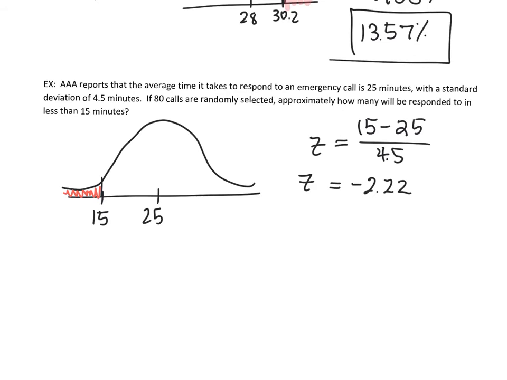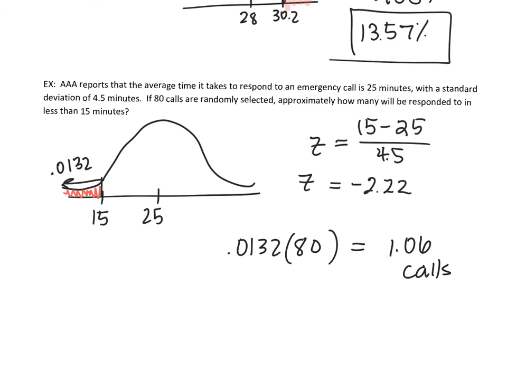and we have 0.0132. But this is the percent of calls that are answered in less than 15 minutes. And what we're trying to find is how many calls out of 80 will be responded to in less than 15 minutes. So we take our number of calls, we take our percentage, 0.0132, and we multiply it by the number of calls. And we're going to get approximately 1.06 calls are responded to in less than 15 minutes.